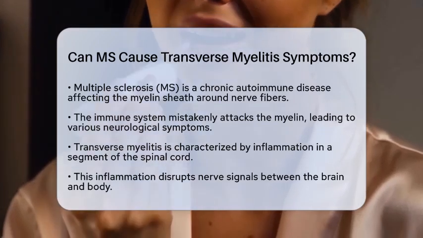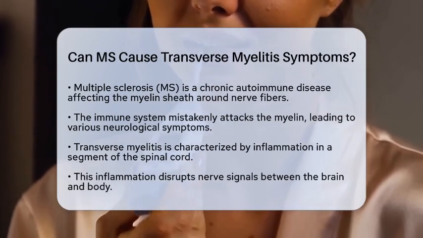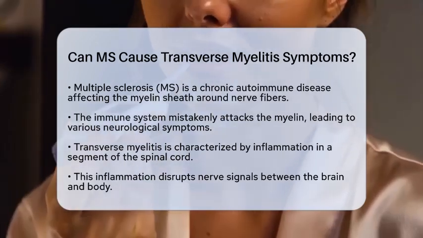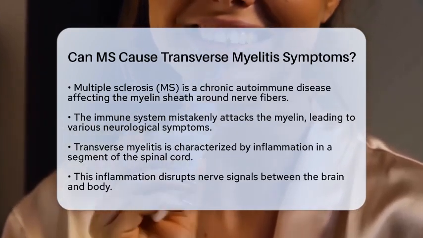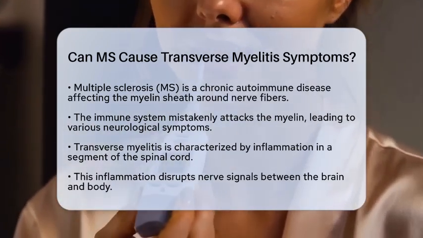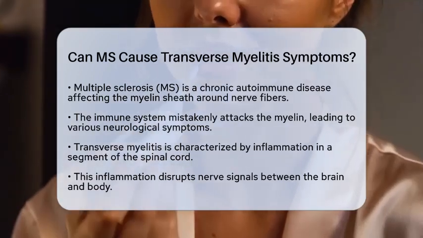Multiple sclerosis, often referred to as MS, is a chronic autoimmune disease. In MS, the immune system mistakenly attacks the myelin sheath, which is the protective covering around nerve fibers in the brain, optic nerves, and spinal cord. This damage can lead to a range of neurological symptoms.